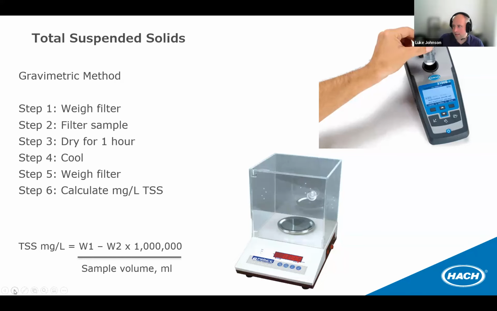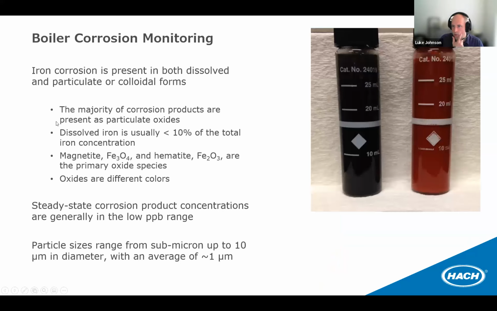Another application for turbidity, a surrogate measurement, is boiler corrosion monitoring. And boiler corrosion is a really pernicious issue in the whole steam cycle for power generation, not just boilers. And it's usually present as particulates. So the iron will dissolve, and it will be present in the steam or the condensate or the boiler water as one of two primary iron oxides, either magnetite or hematite. Those are two different colors. So this application is kind of cool.